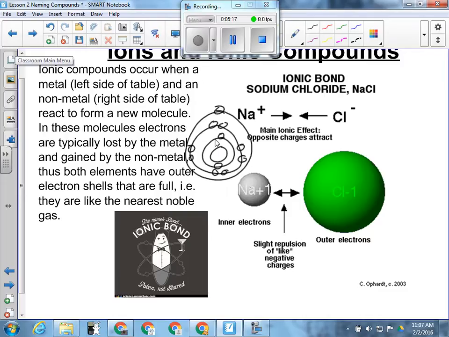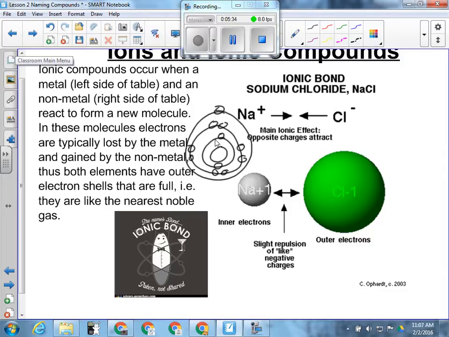Is it easier for sodium to give 1 electron away or find 7? Give 1 away. Metals are typically like that. It's easier for them to give up electrons and go back to the last shell that's full than it is to pick up enough electrons to actually fill their outer shell. Everyone follow me there?